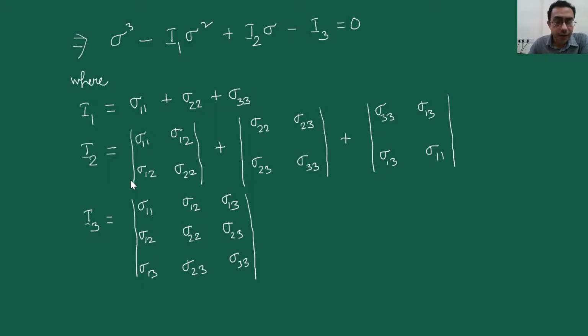Okay, so in case you're a little bit surprised by this I2, please note that if you just expand it out, it will be like sigma 1 1 sigma 2 2 minus sigma 1 2 square plus sigma 2 2 sigma 3 3 minus sigma 2 3 square plus sigma 3 3 sigma 1 1 minus sigma 1 3 square. Because it comes out in that form, it can be conveniently represented in a more visually appealing form like this. Similarly for the I3.